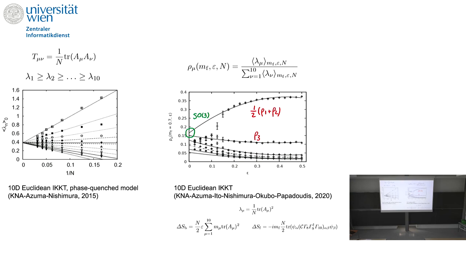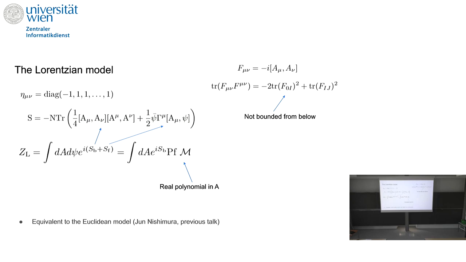Great indications. But as June already remarked, in the Euclidean model, we only have three-dimensional space. And if we want to study also time, we have to go to the Lorentzian model. So the difference with the Euclidean model is, of course, we change the metric. But the action now is not positive definite. And this is the partition function here.